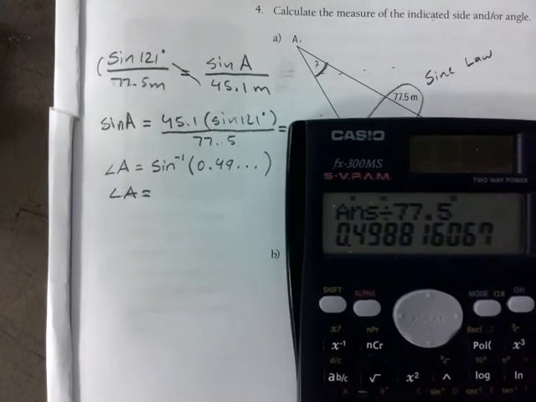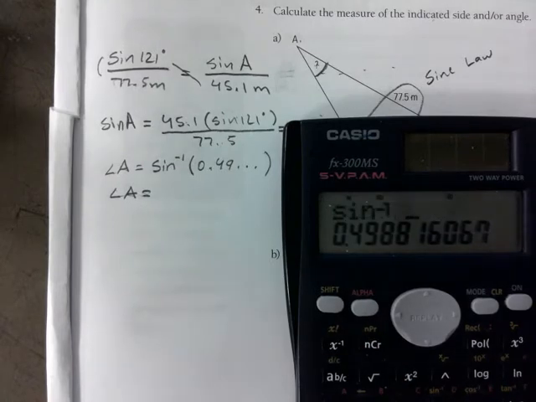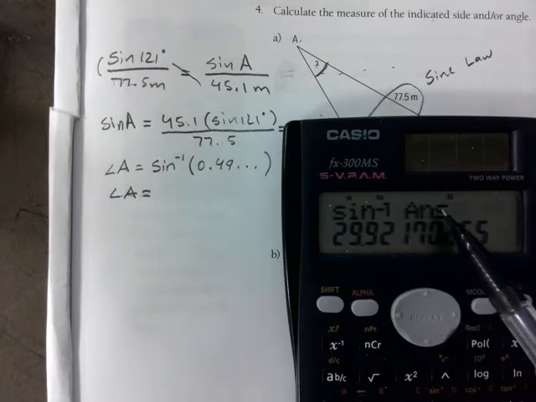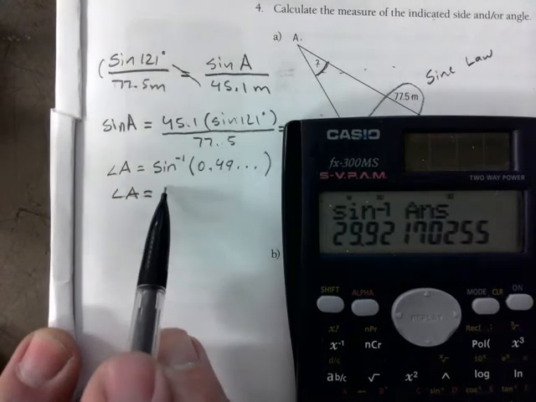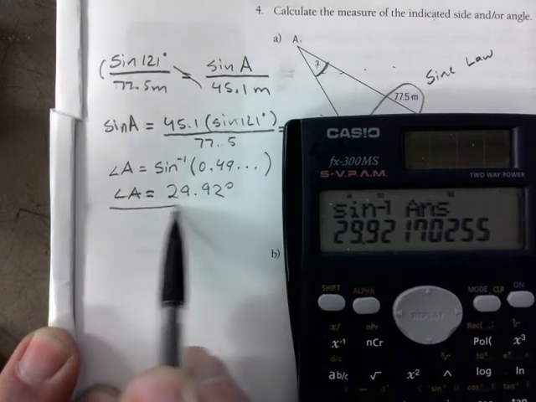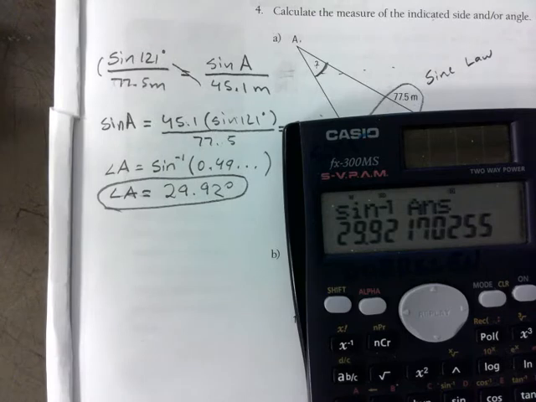And look at my screen here. I keep this on there and I just go shift, press sine, and then I hit equal. My calculator automatically takes that answer and uses everything to find the inverse. It's like sine inverse of the answer that you got. That's 2992. That's how you find an angle. The inverse is a must. If you're finding an angle, you're using the inverse.